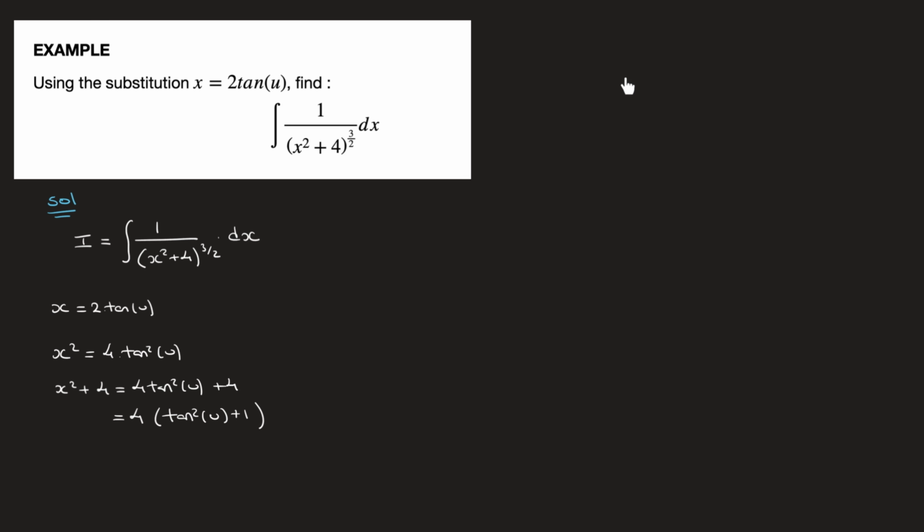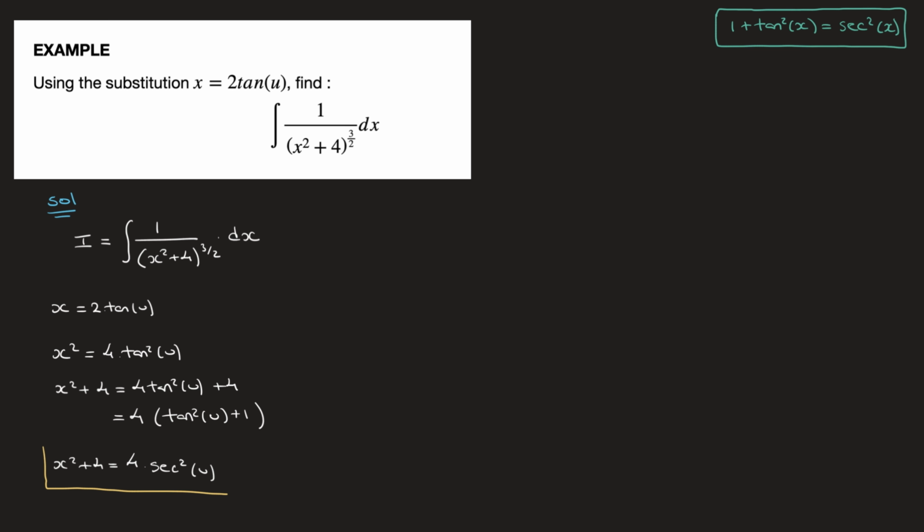I'll use the upper right-hand corner here to remind you of an important result, and that is that 1 plus tan squared of x is equal to secant squared of x. In fact, I'll box that result. Do make sure you remember this. It's quite common in method of substitution questions. And so with this result in mind, we could go one step further and state that x squared plus 4 is equal to 4 times secant squared of u. I'll go ahead and box that, like so.